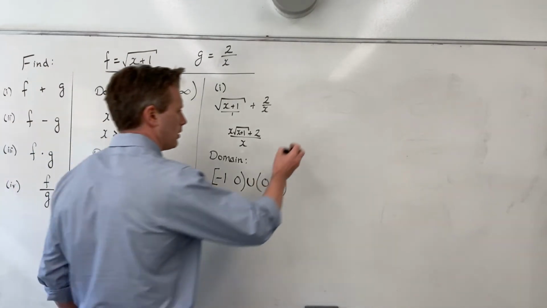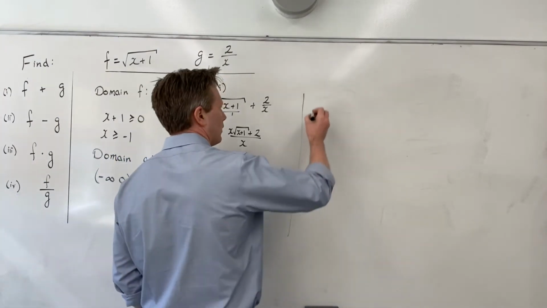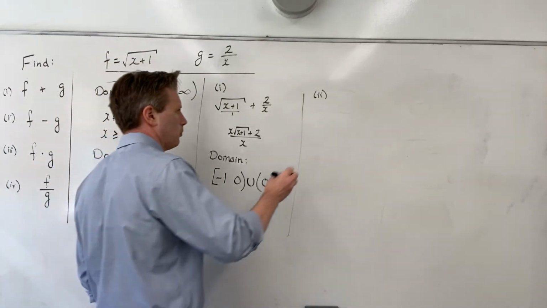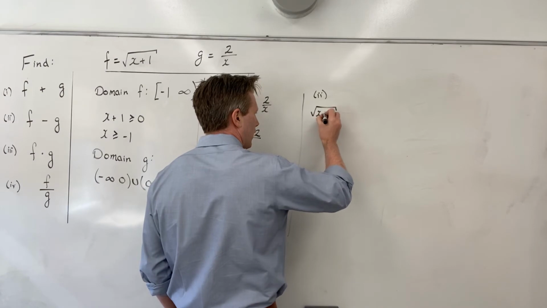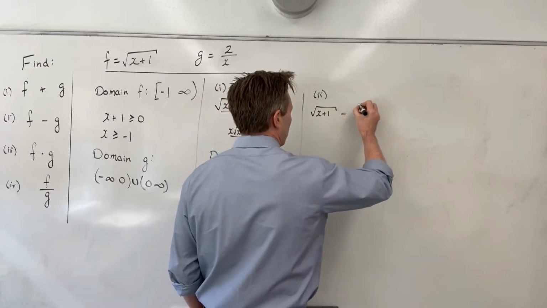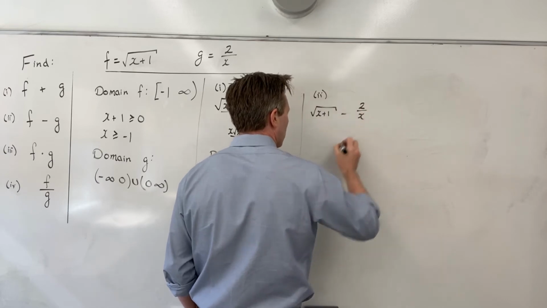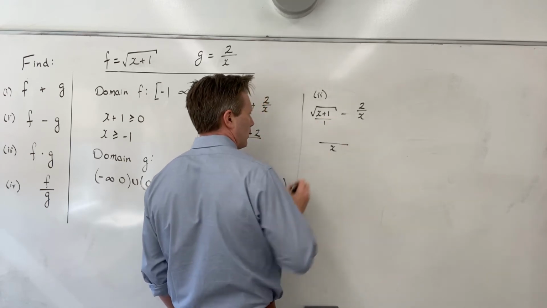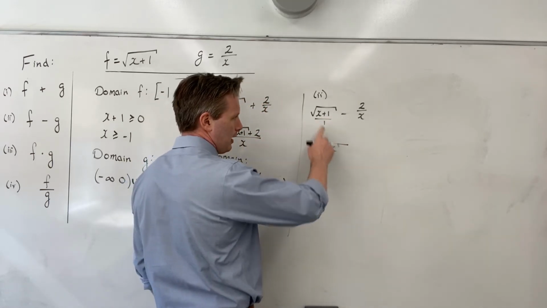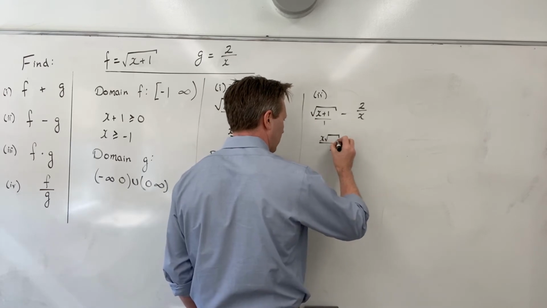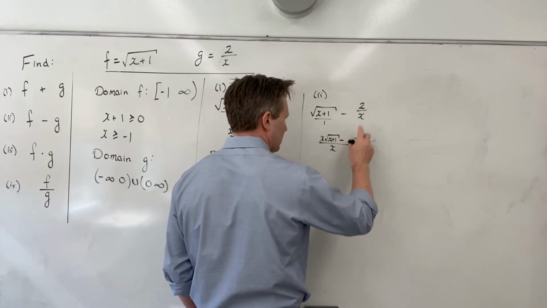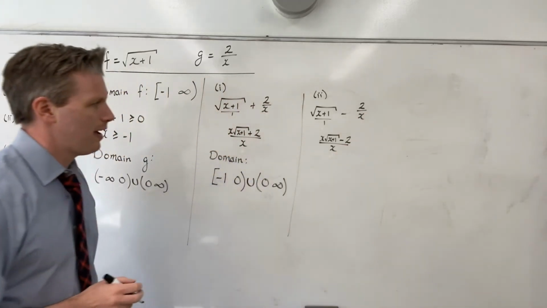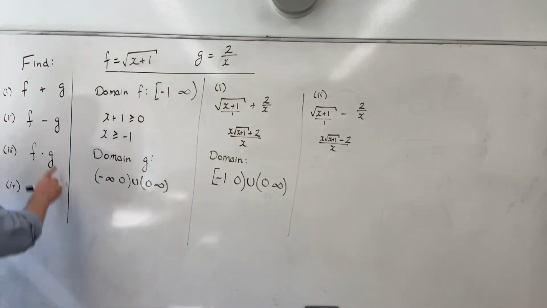All right, subtract these. Part 2, we want f minus g, so that is root x plus 1 minus 2 over x. Again, to subtract them, I'll find a common denominator of x. 1 into x goes x times. I have x times root x plus 1 minus x into x goes once, 1 times 2 is 2. And that is f minus g.